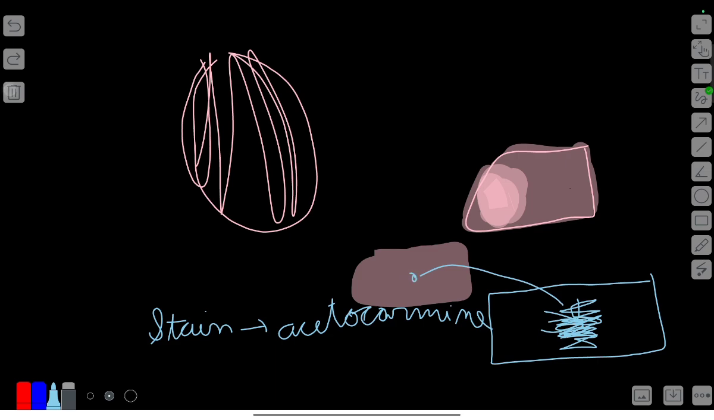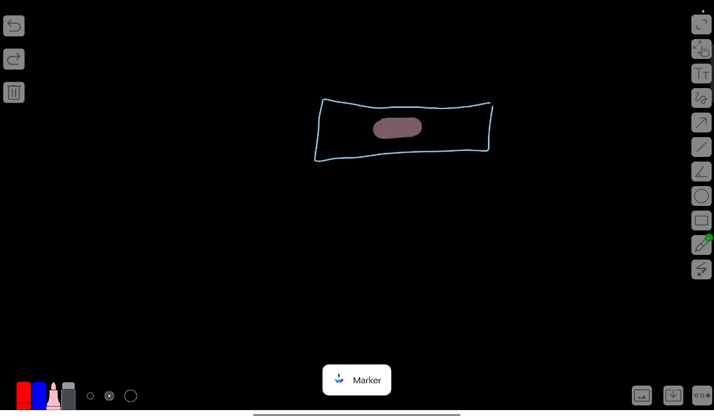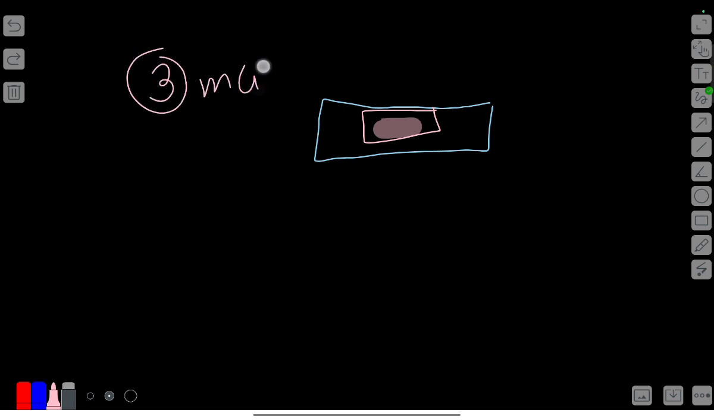Once it is properly stained, take another glass slide where you put the acetocarmine, and keep the small slab over there. After keeping it for like 5 to 10 minutes, cover it with a cover slip, and you're good to go. Show the slide to your teachers under the compound microscope. This is going to get you 3 marks.